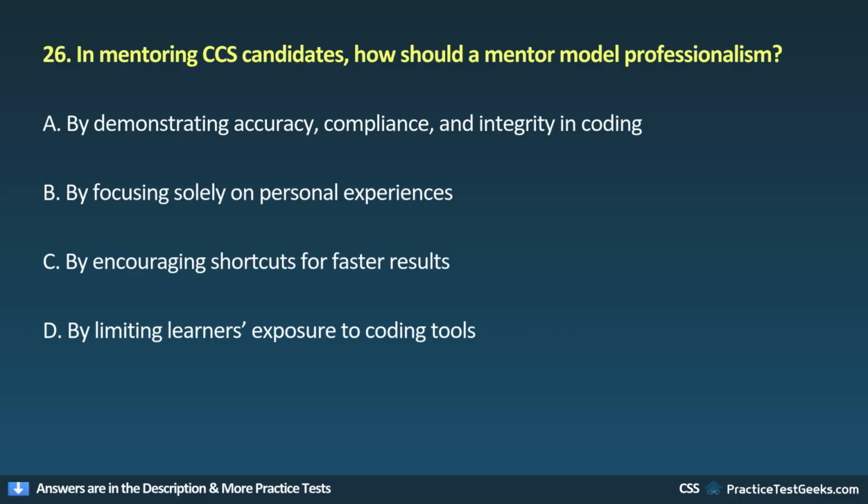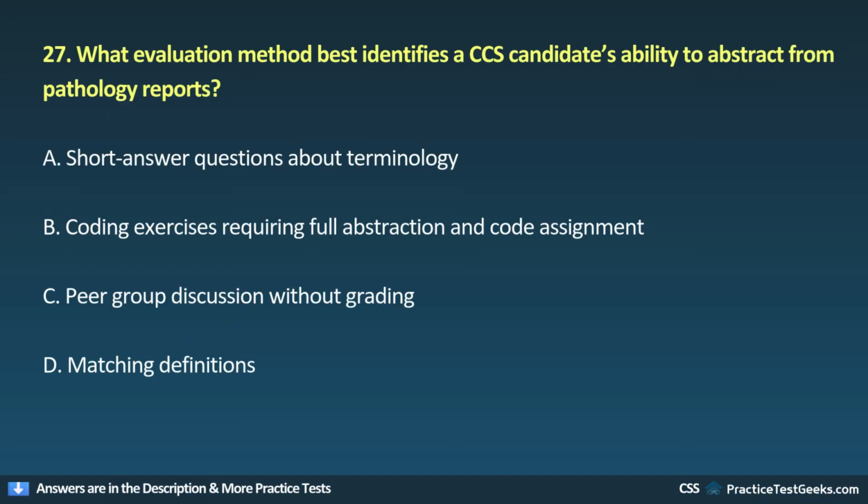B. By focusing solely on personal experiences. C. By encouraging shortcuts for faster results. D. By limiting learners' exposure to coding tools. 27. What evaluation method best identifies a CCS candidate's ability to abstract from pathology reports? A. Short answer questions about terminology.